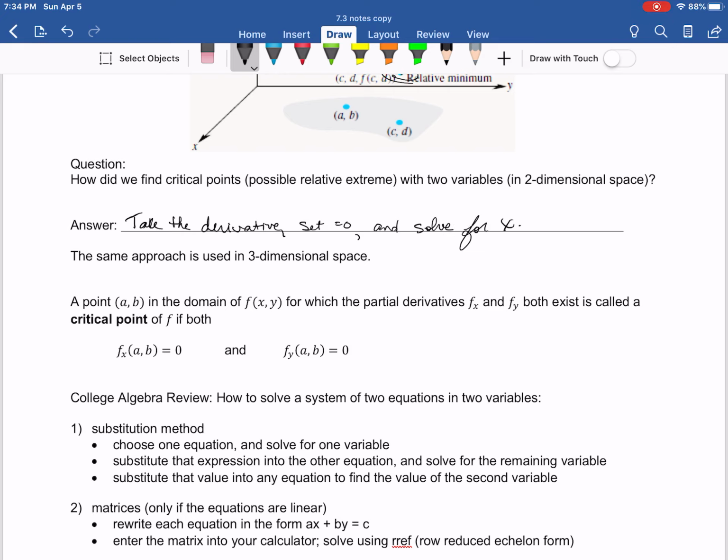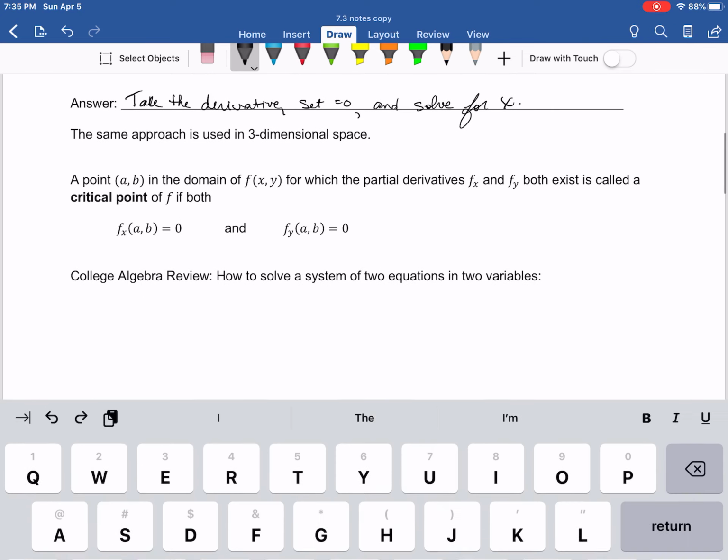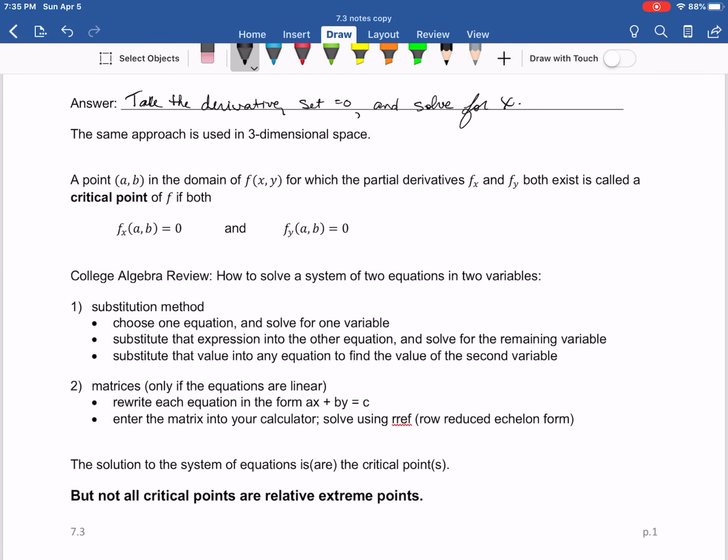The same process is going to be used now in three-dimensional space, but now when we take a derivative, we have to identify which is the variable and which is going to be treated as a constant. And so we're going to be looking at partial derivatives. A point (a, b) in the domain of f of x, y for which the partial derivatives f_x and f_y both exist is called a critical point when f_x at (a, b) is equal to 0 and f_y at (a, b) is equal to 0. So those are considered critical points, which are potential relative maxes or mins of your graph.